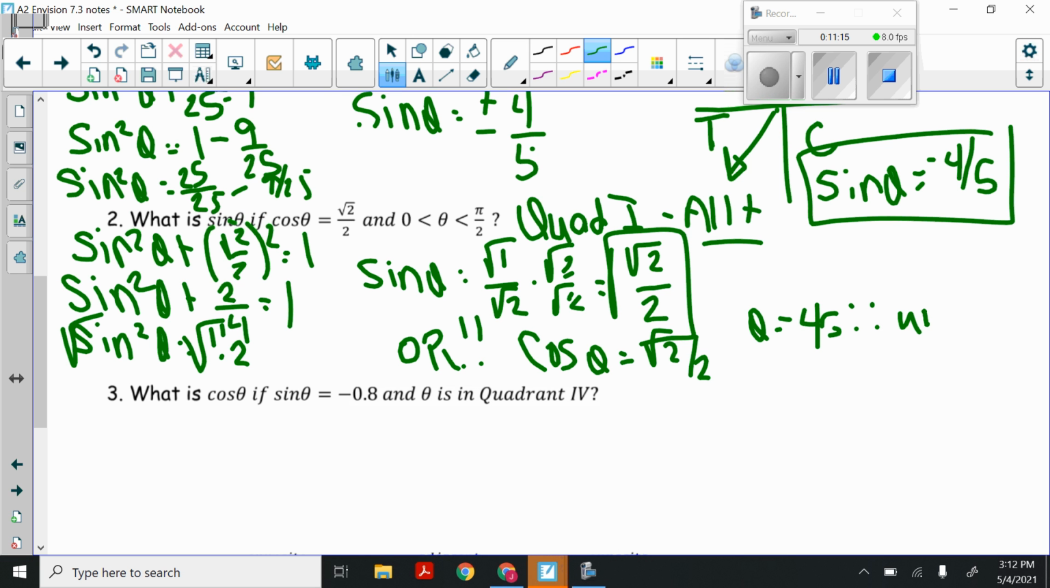Therefore, from the unit circle, I know that the sine of theta is also the square root of 2 over 2. It would have saved us a lot of time. So if you can use the unit circle, use the unit circle.